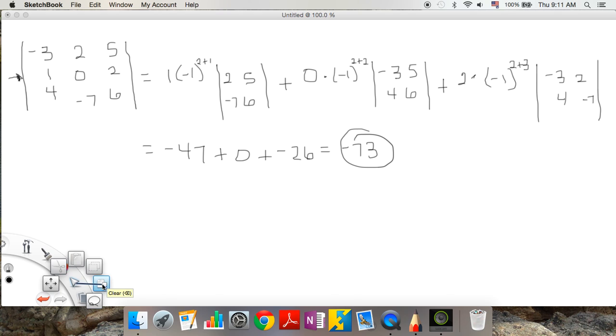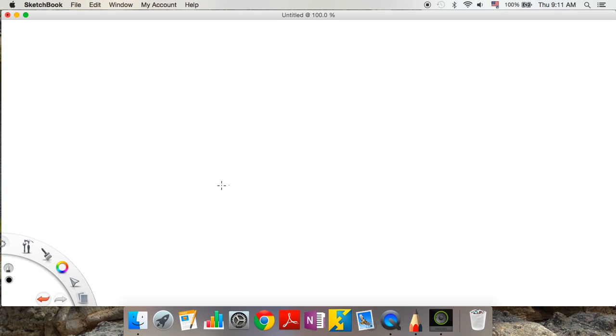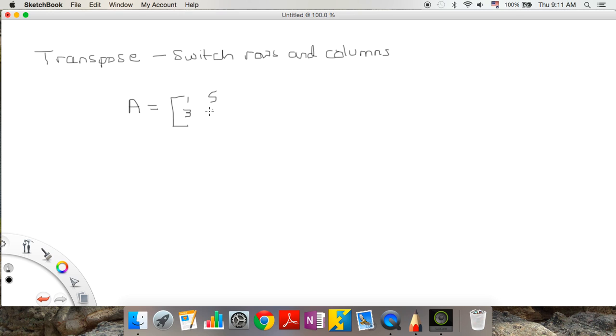Now, that's how you find a determinant. There is one thing that you need to know about these. You need to know what the transpose is. That just switches the rows and columns. And the way you would write that is like if you had a matrix A and it was this one here, then its transpose is written with a little T at the top, and it switches, so row 1 becomes column 1 and row 2 becomes column 2.